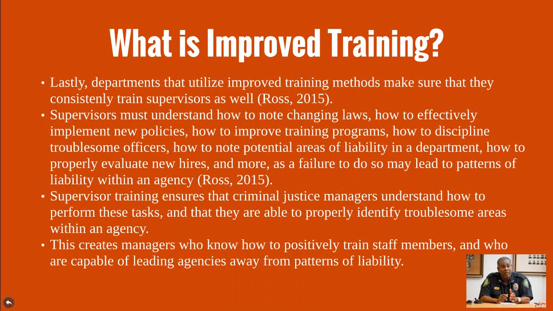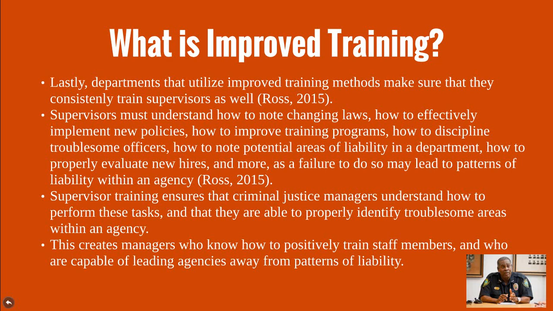Lastly, departments that utilize improved training methods make sure that they consistently train supervisors, and supervisors are really responsible for many things in a department. They have to know how to note changing laws, they have to be able to effectively implement new policies, they have to know how to improve training programs, they have to know how to discipline troublesome officers and how to note potential areas of liability in a department. They have to be able to properly evaluate new hires and much more. And a failure to do any of these things can lead to patterns of liability within an agency.